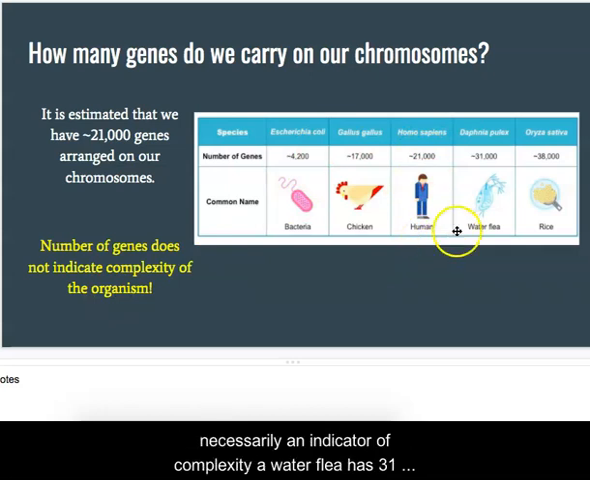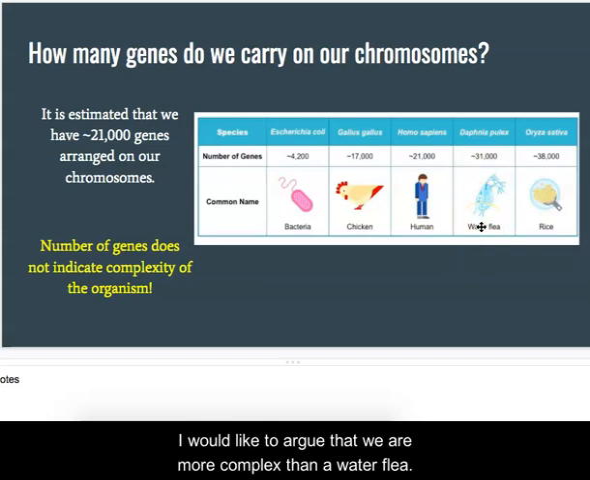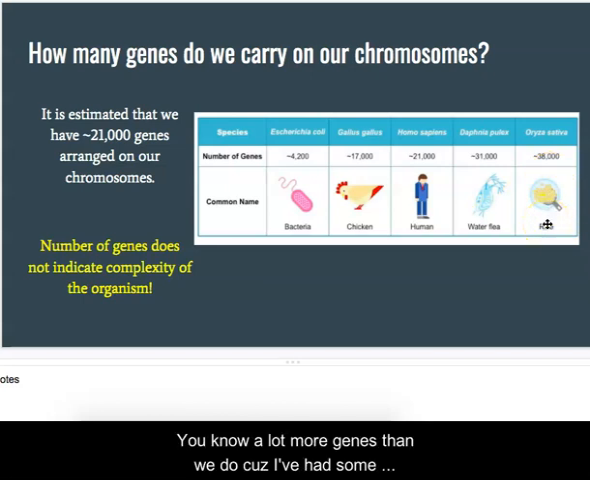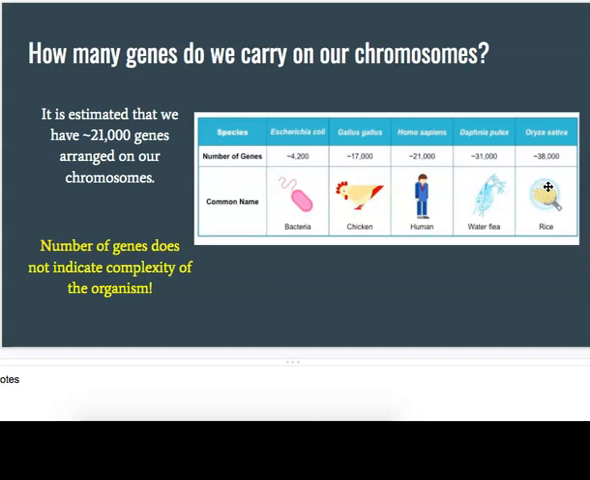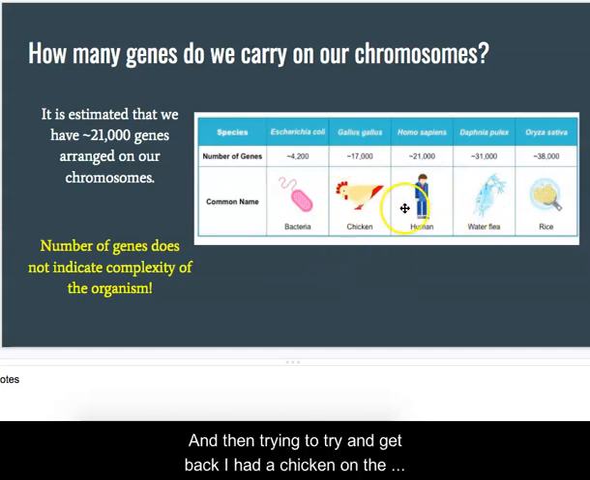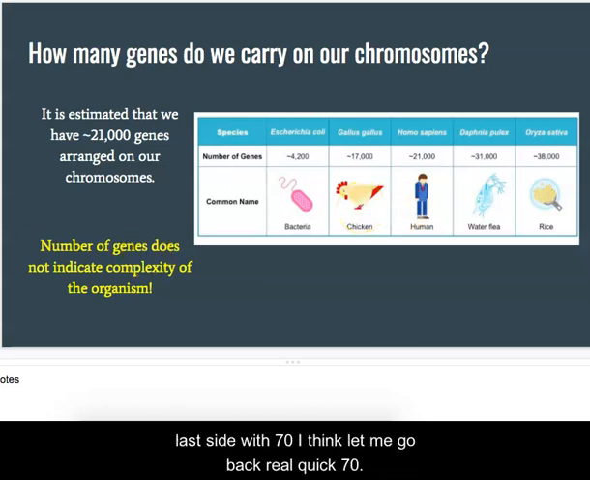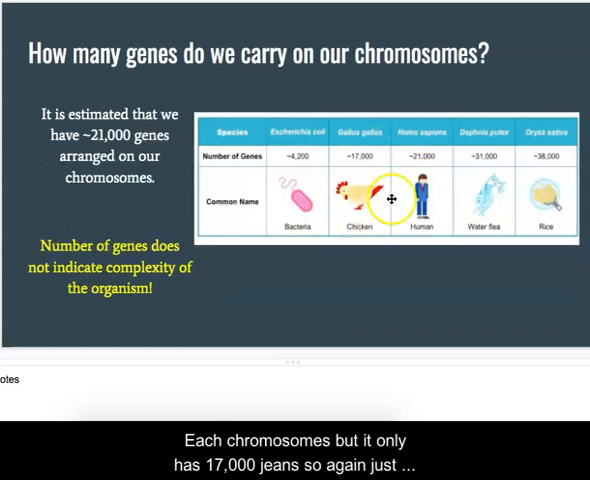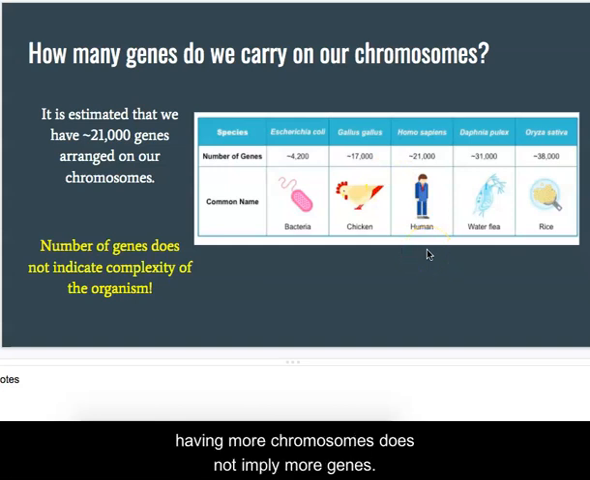And you can see how we have about 21,000, but number of genes is also not necessarily an indicator of complexity. A water flea has 31,000 genes. So I would like to argue that we are more complex than a water flea. And then a lot of plants actually have a lot more genes than we do because they've had some extra duplication events. So rice, for example, has 38. All right. And then kind of tying it back, I had a chicken on the last slide, let me go back real quick, with 78 chromosomes, but it only has 17,000 genes. So again, just having more chromosomes does not imply more genes either.